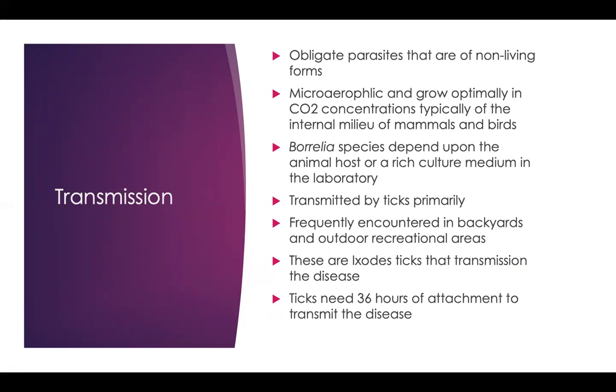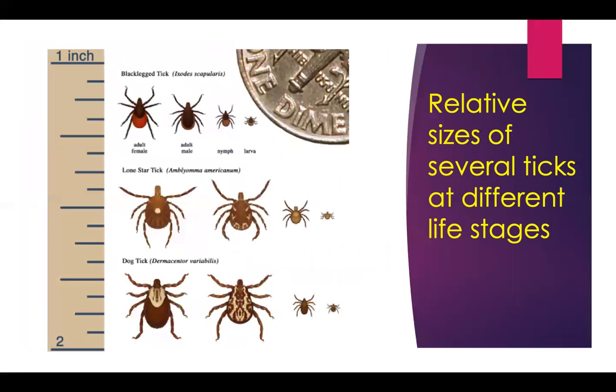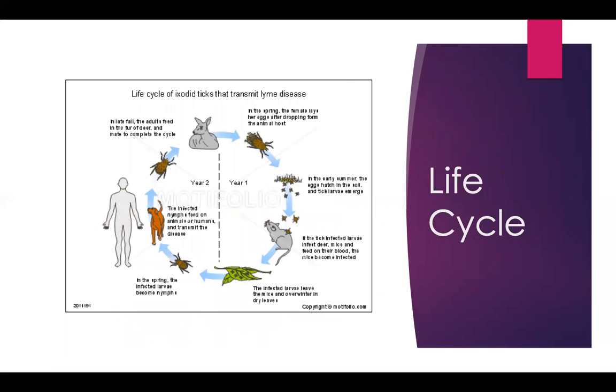We'll discuss more about the life cycle of a tick, which will give you some more idea of how transmission happens. So these are just relative sizes of several ticks at different life stages. As you can see, these are the different life stages from the smallest to the biggest. And you can see the different ticks for different animals that they infect or use as a host. So this is a simple life cycle of an Ixodes tick.